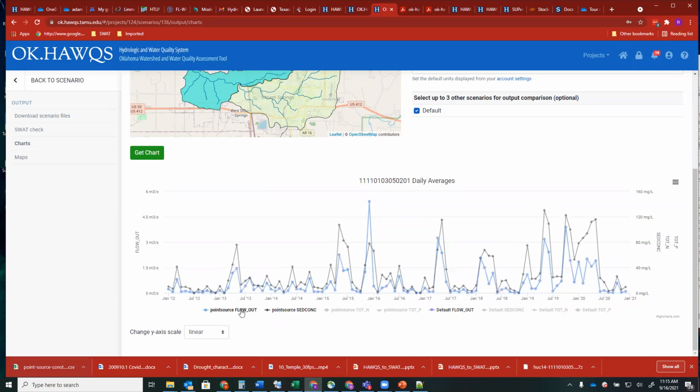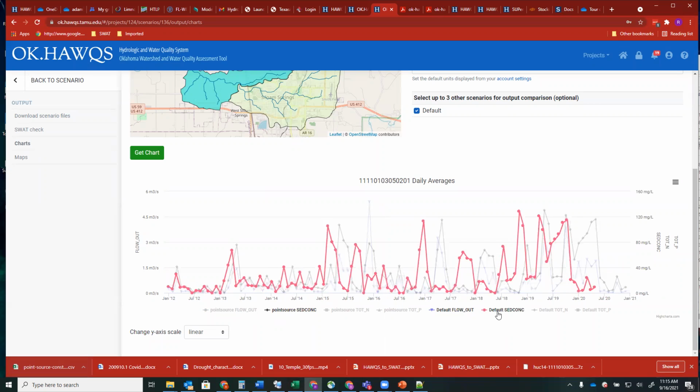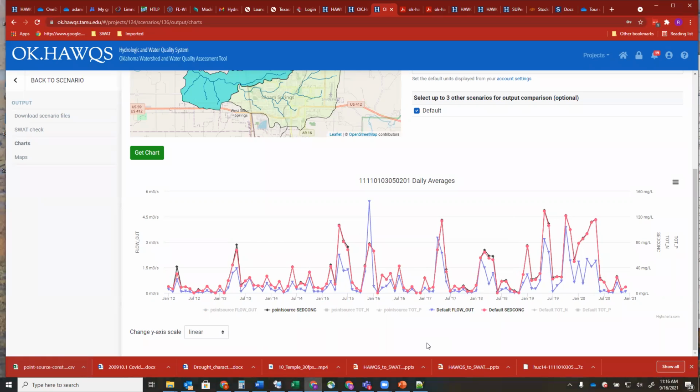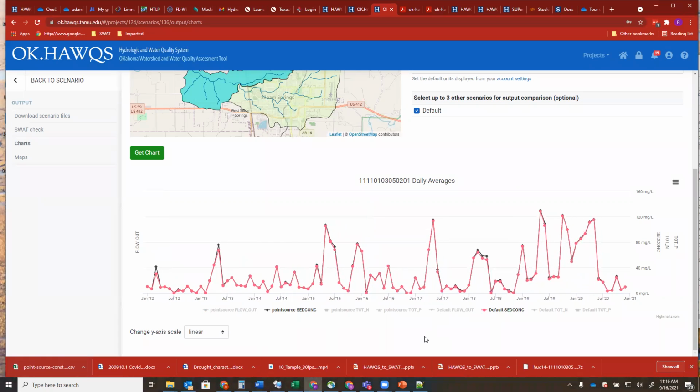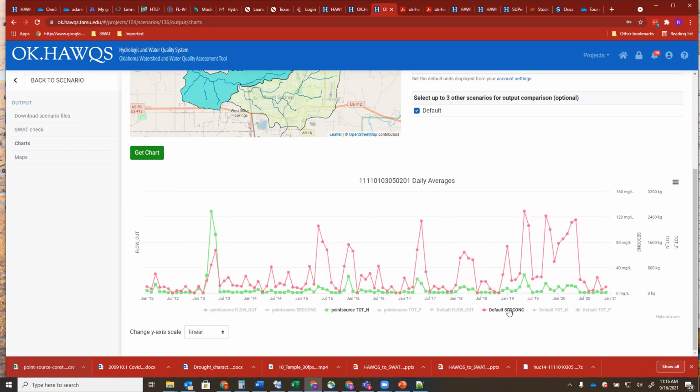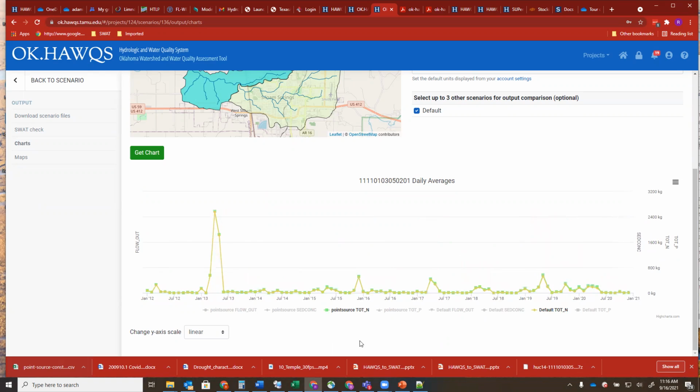Let's say I want to look at the sediment concentration, for example. So you can see the difference in sediment concentration. Again, not very big because sediment was not that big from a point source. Okay. However, if you want to look at something like total nitrogen, not much either. Total phosphorus, let's say total phosphorus. Yeah, none of them has got a significant difference.